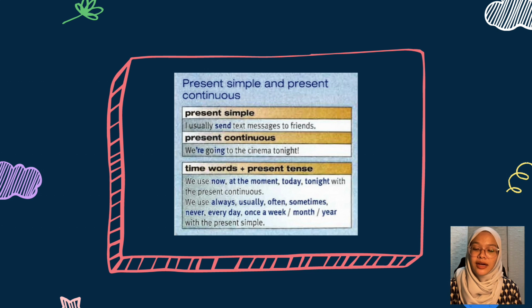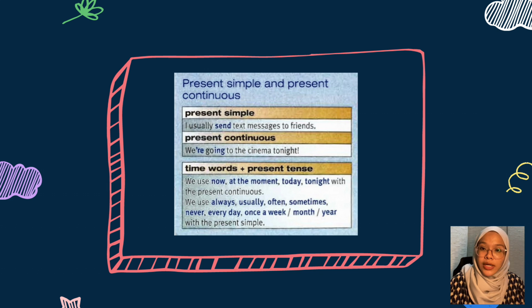Next, let us see a present continuous sentence. We are going to the cinema tonight. We are going tells us that the speaker is going to the cinema tonight. Soon, the movie will be over. We call this a temporary situation.